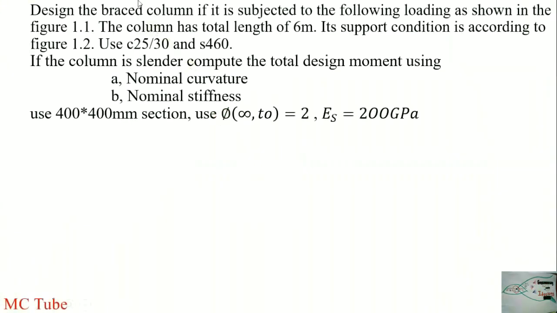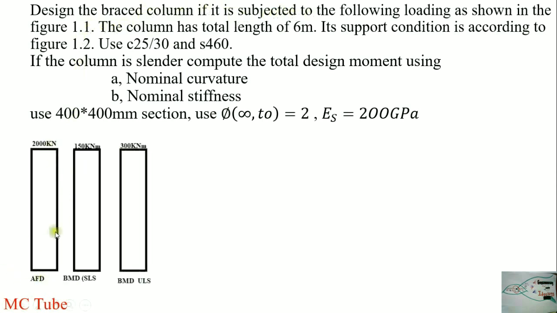Well, let us start. We design the braced column. The column may be braced or non-braced according to its support. It is subject to the following loading as shown in figure 1.1 here. 2000 kN is the axial force diagram. 150 kN·m and 300 kN·m are the bending moment diagrams for the serviceability limit state and ultimate limit state. The column has a total length of 6 meters. Its support condition is according to figure 1.2 here.